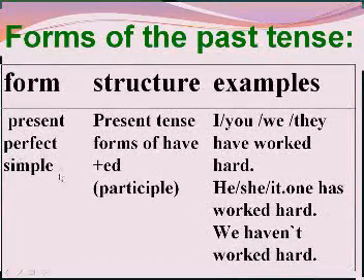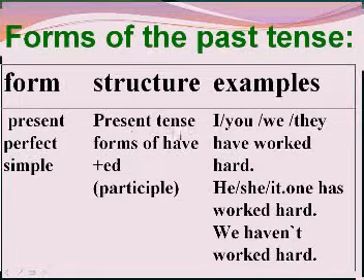Another form is the present perfect simple. The structure is present tense forms of have, verb to have, plus ed or participle. So, for example, I, you, we, they have worked hard, or she, he, it, one, I mean singular, has worked hard. So the variations of have, it could be have or has. Have for the plural forms plus I, and has for singular forms or any name or anything that is singular, okay? Has or have plus verb ending in ed.